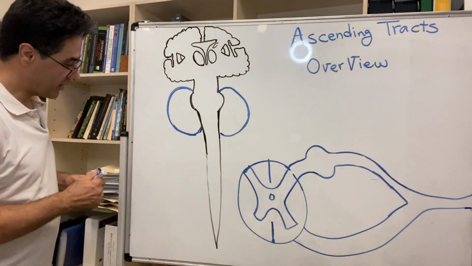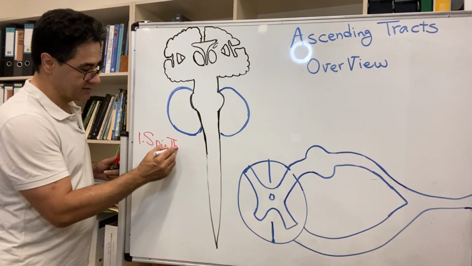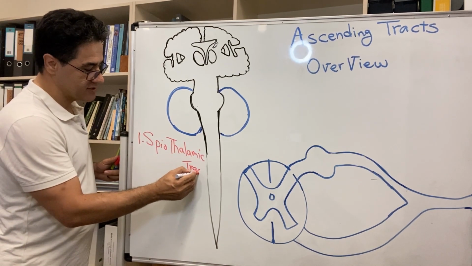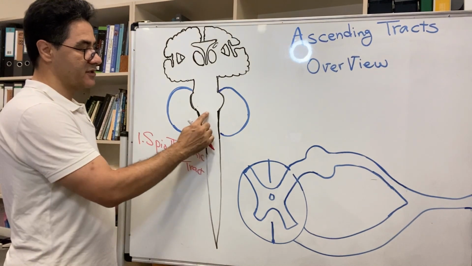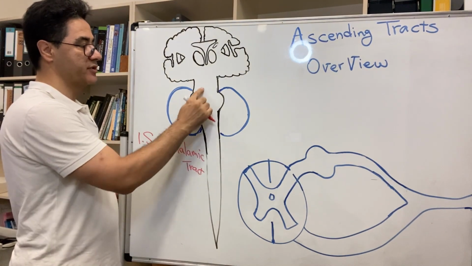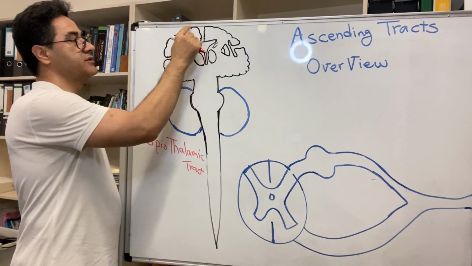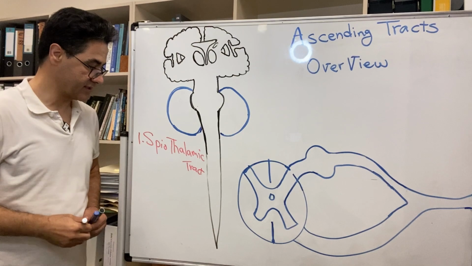I'm going to start by having a look at the spinothalamic tract. Spinothalamic tract, as its name suggests, starts at the level of the spinal cord and runs all the way up through the spinal cord and then passes through the brainstem to get into the thalamus in the brain, and then finally to get into the cerebral cortex, the somatosensory cerebral cortex.